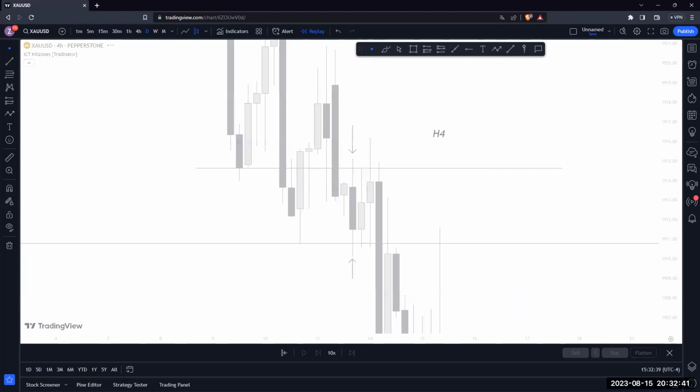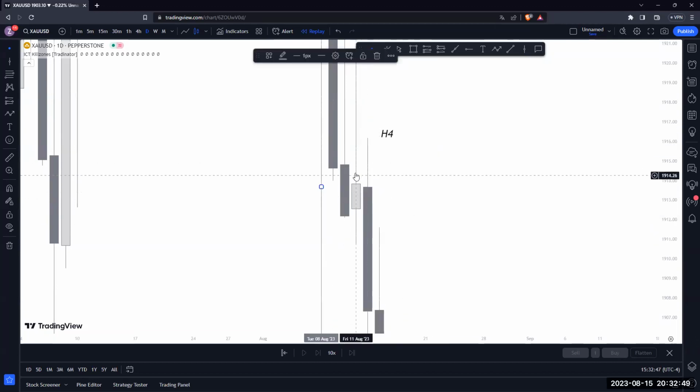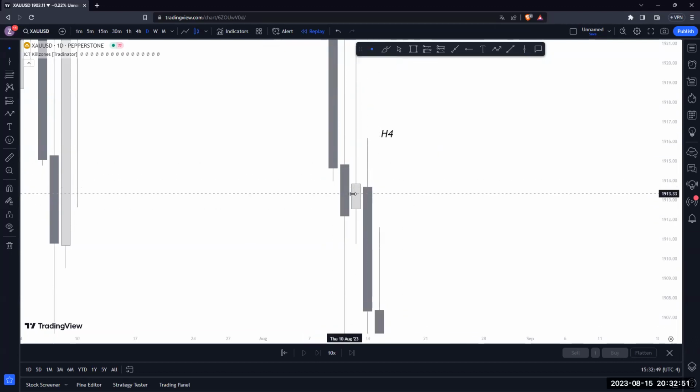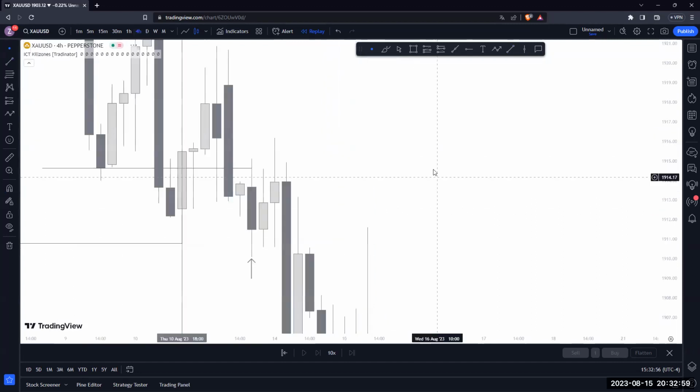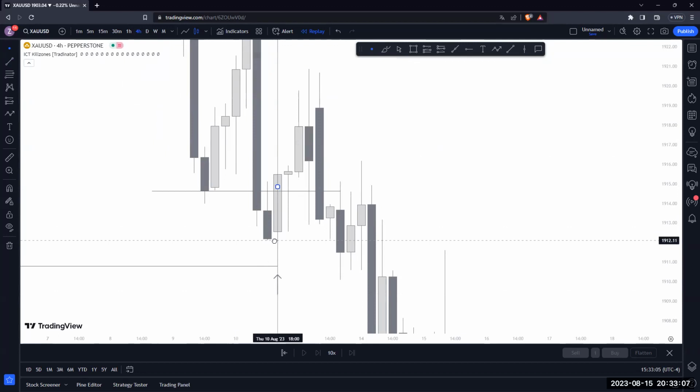Let me just remove the confusion. You put a vertical line on that daily that rejected, right? So you go to that daily wick right here, you put your vertical line, and then you go to H4 on the levels, right? We started the day from here. We have our first touch here, and then we have our second touch here also.